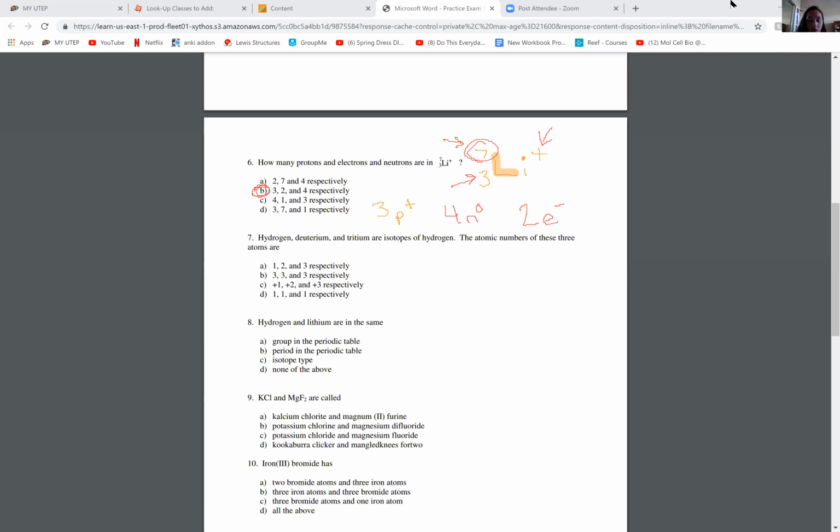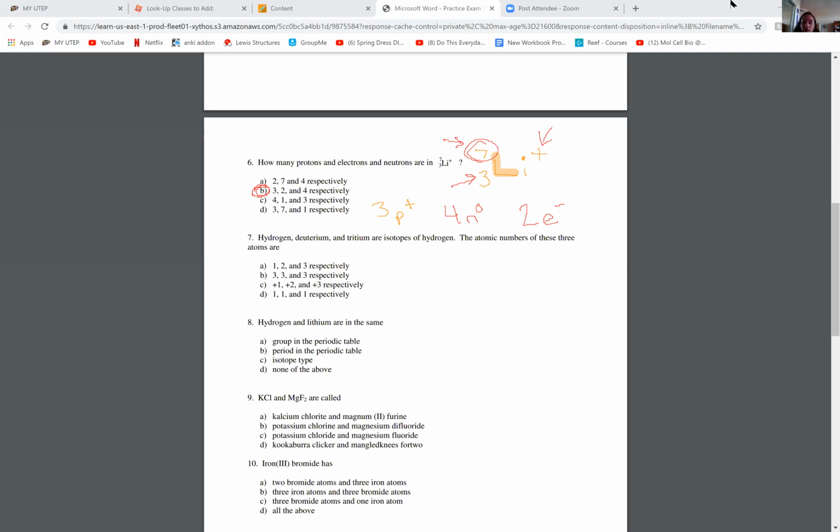Wait, hold on. Can you explain how you got the electrons again? My fault. Yes, of course. And I think somebody asked for the protons too. So the protons are always going to be your atomic number. So in this case, your atomic number for lithium is going to be 3. So that would be 3 protons. Okay, so if I had given you fluorine, your atomic number is 9. So that's how many protons you would have.